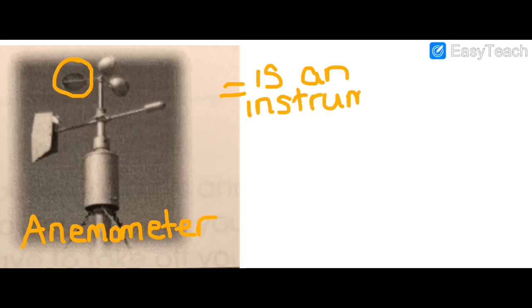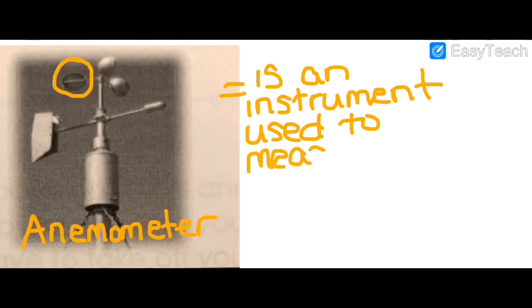Now, you're going to notice an anemometer, they have right here, they almost look like little cups. Do you see those little cups? That allows it to sort of collect wind in there. And what happens is it is going to spin. And as that is spinning and spinning and spinning, it is going to calculate the wind speed. So an anemometer is an instrument used to measure wind speed.